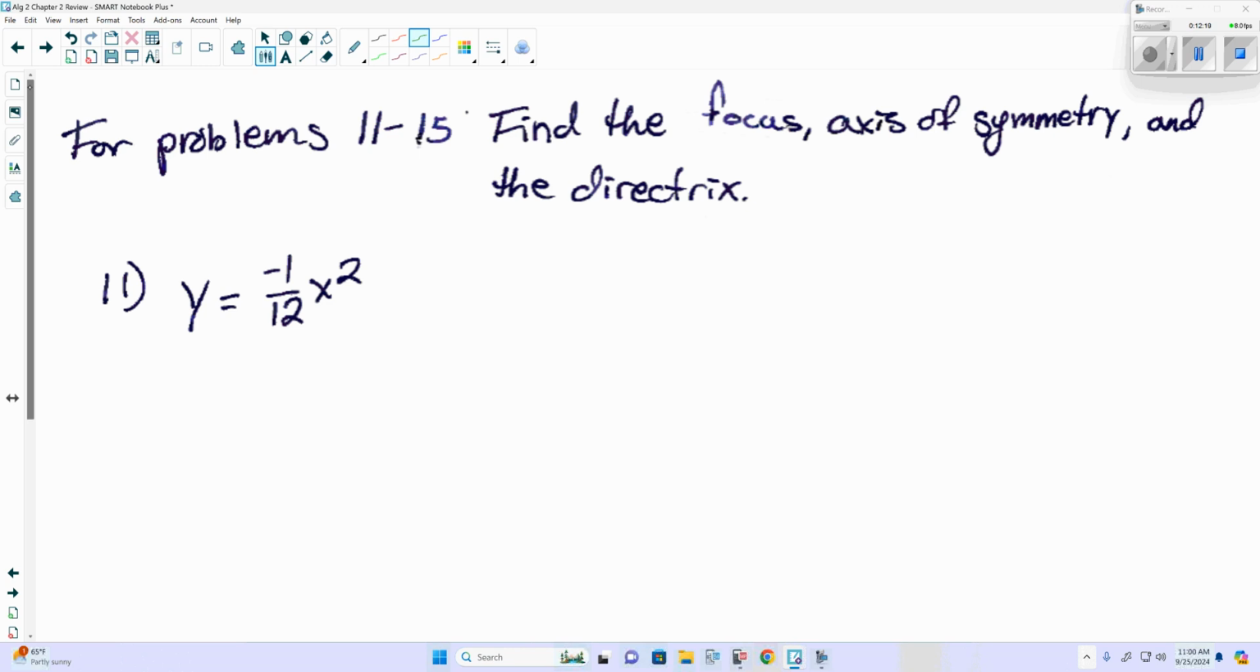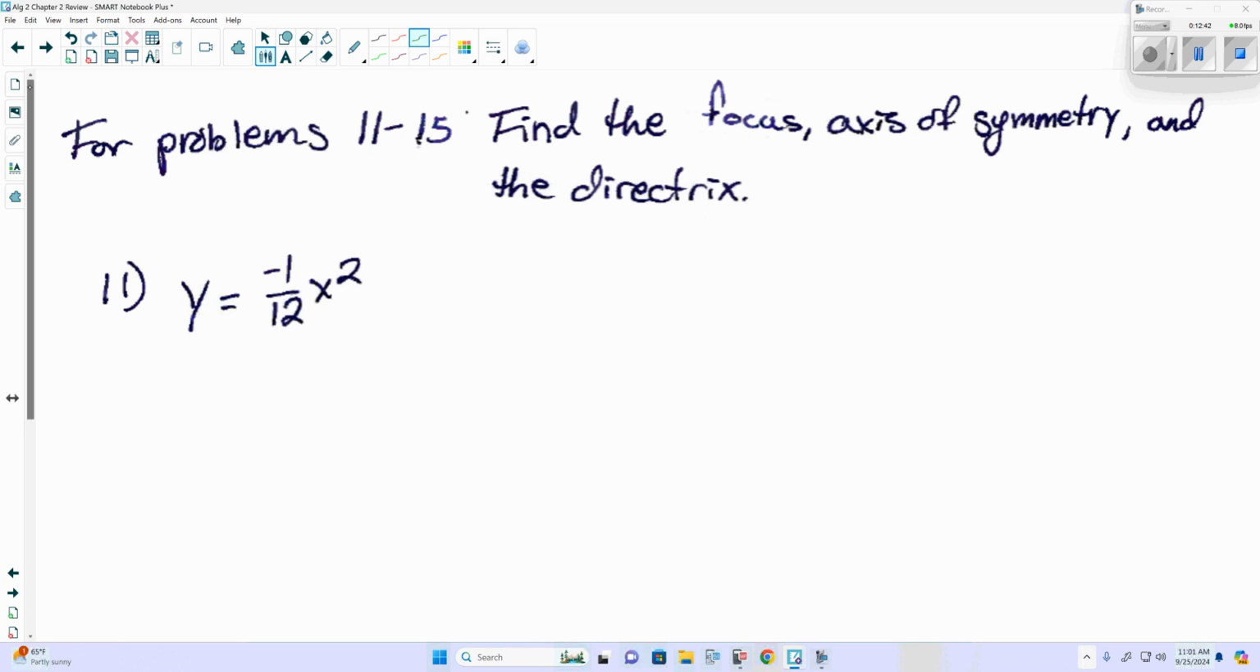11 through 15, we want to find the vertex, or not the vertex, the focus, axis of symmetry, and the directrix. It doesn't ask for the vertex. You can give the vertex if you want, but it's not going to count for you or against you because it's not asking for it. There's a reason for it. Because for all of these here, 11 through 15, the value of the vertex is going to be 0, 0. There is no h and k value.